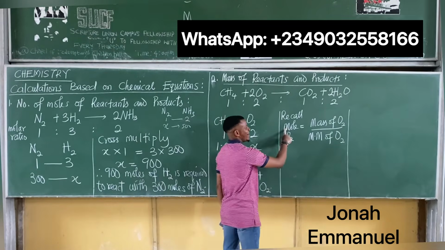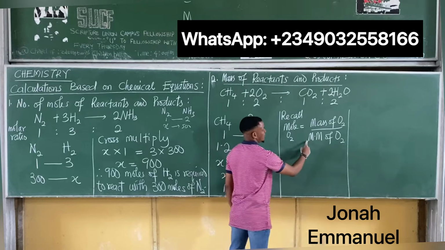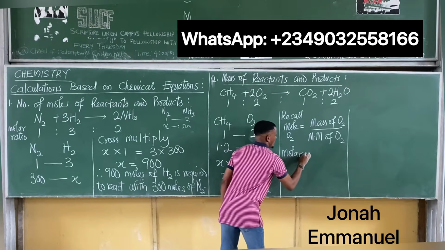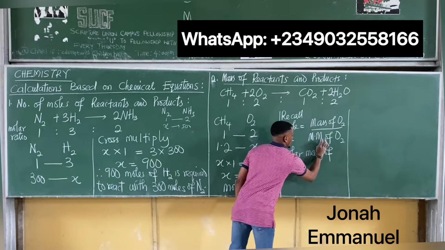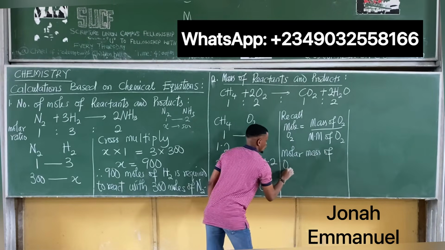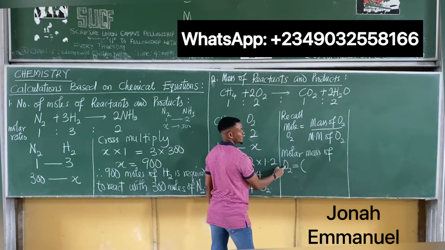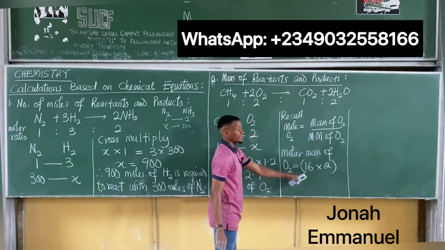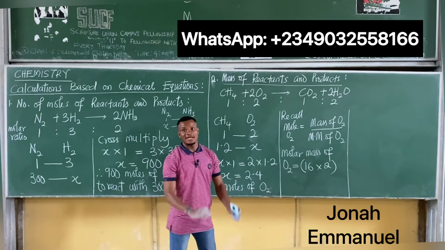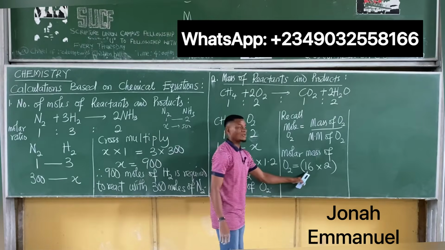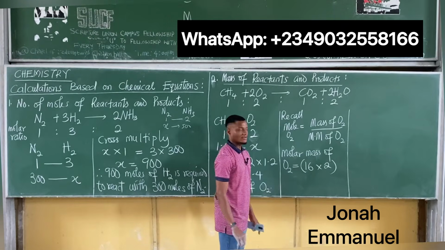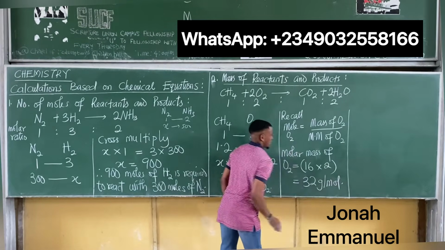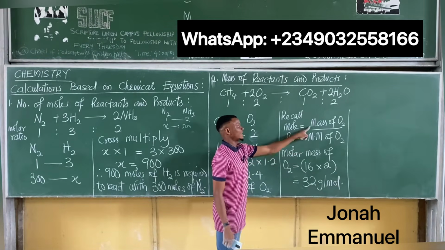I'm about to find mass. Of course, first of all, I have to find the molar mass. The molar mass of oxygen, O2, will be equal to 16 times 2 atoms. Please, 16 is the atomic mass of oxygen. It's a constant. So that's equal to 32 gram per mole. If I've gotten molar mass and I've gotten mole, I can now find mass.